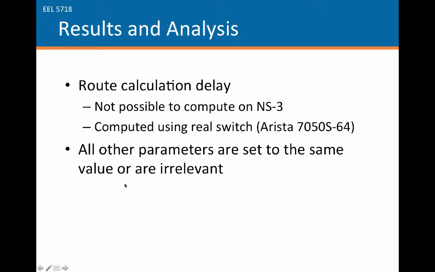Okay, I'll be talking about the results and analysis of our project, and I'm going to compare to what the paper presents to us. So the first thing they did in the paper is to compute what they call the route calculation delay, and that's basically the delay that happens when a link goes down, and for OSPF they need to recalculate the shortest path first, and for SRP the grid needs to be updated.